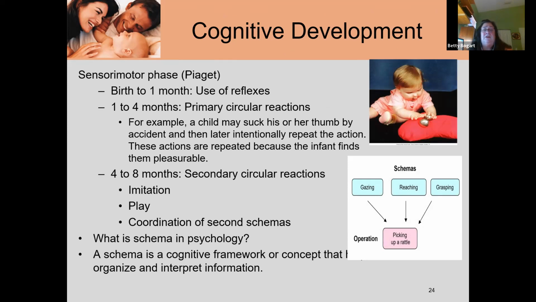Then it goes up into 4 to 8 months, secondary circular reactions. And this is where you can look at a child, and you could stick your tongue out and move it, and all of a sudden they're doing it with you. Or the baby tries to imitate your sounds. This is secondary circular reactions. So they also will look around. They'll reach for their rattles, they'll grasp it, and they'll shake it. It's all a part of the same thing. They figured out that works.